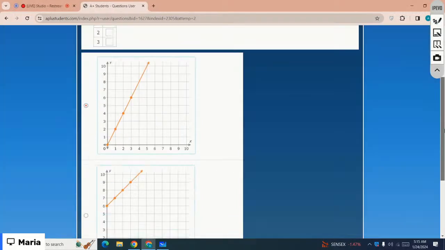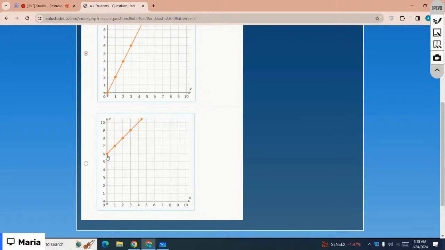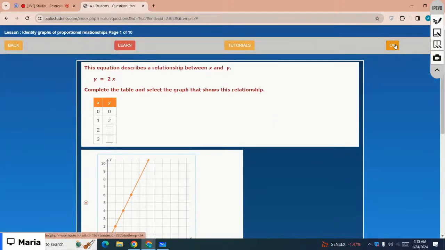You can see the second graph. This graph is starting from here, not from 0, 0. So you can also see the difference between both the graphs. So the first one is the correct option.